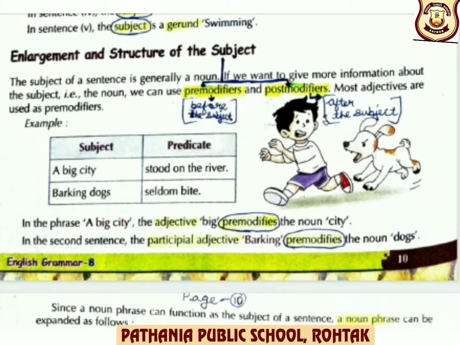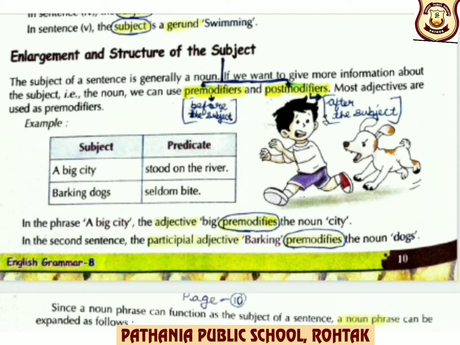Now let us learn how to enlarge or expand the subject. The subject of a sentence is generally a noun. If we want to give more information about the subject, that is the noun, we can use pre-modifiers and post-modifiers. Now what is this pre-modifiers and post-modifiers, children? Pre means before, post means after.